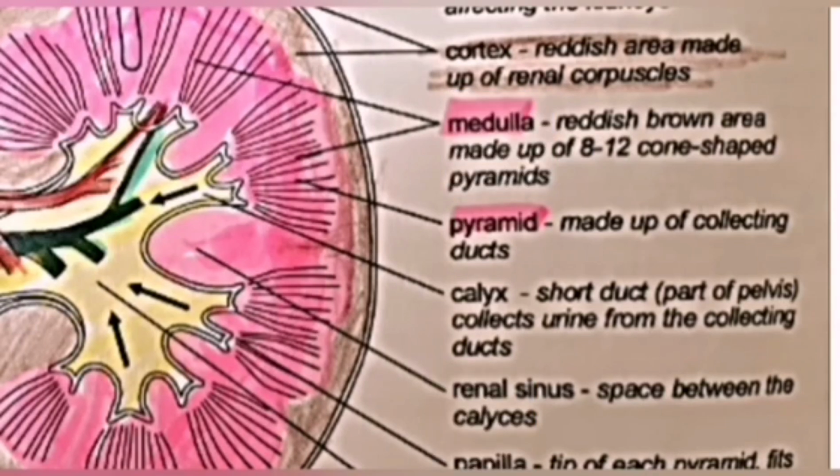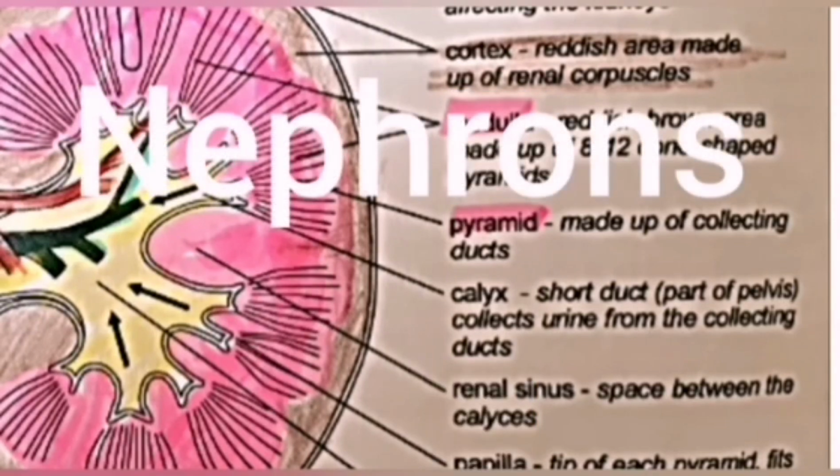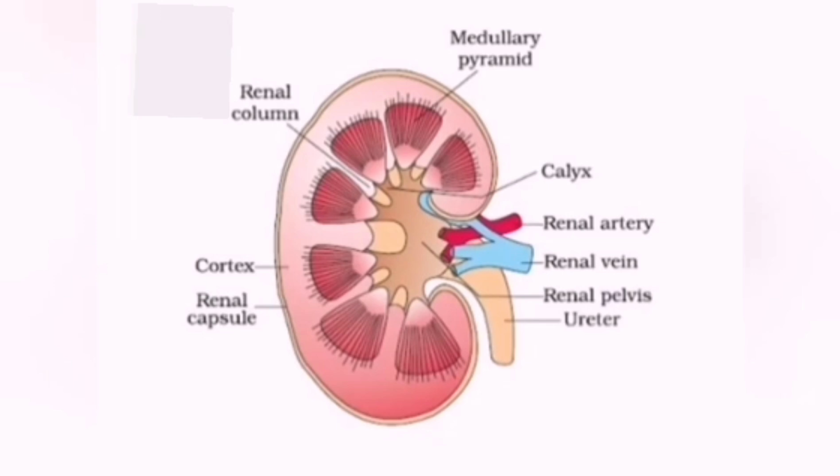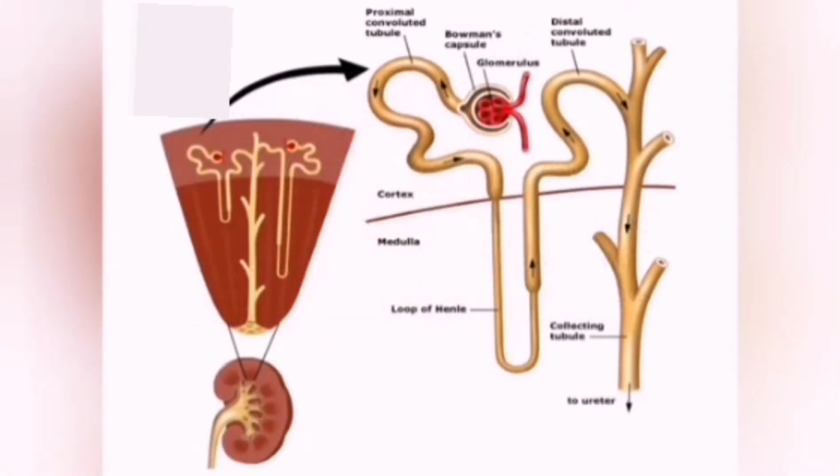The pyramid contains structures called nephrons. A nephron is the functional unit, or the smallest part within the pyramid, within the kidney, that makes urine. So let's look at urine formation. As I said before, a nephron is found inside the pyramid of the medulla. And if we look at one nephron, this is what it looks like.